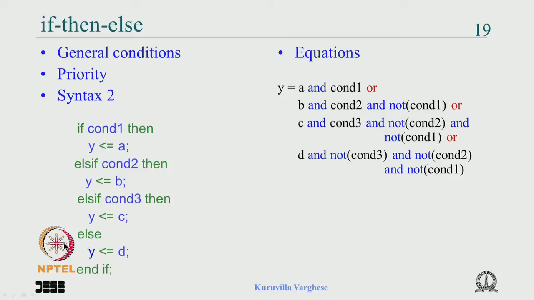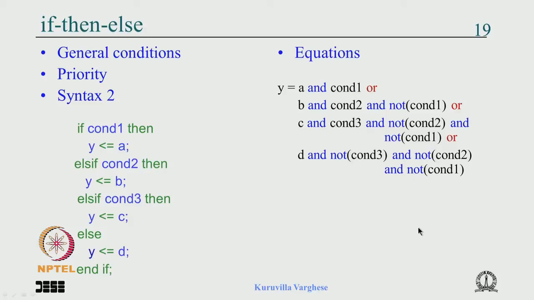When you specify a proper combinational circuit, you should have the last else. I'll tell you what happens if it is not there. It is very important, which comprises everything else, then only the truth table is complete, okay. Because when we put a condition it means some rows of the truth table. When you say last else, it means all other rows in the truth table. And you can see that the equation goes like this: Y gets A and condition 1, or B and not of condition 1 and condition 2, or C and condition 3, not of condition 2, not of condition 1. So exactly like when else, it builds up as it goes down. When you come to the last one, which is D and not of condition 3, not of condition 2 and not of condition 1. So it is like a priority encoder.